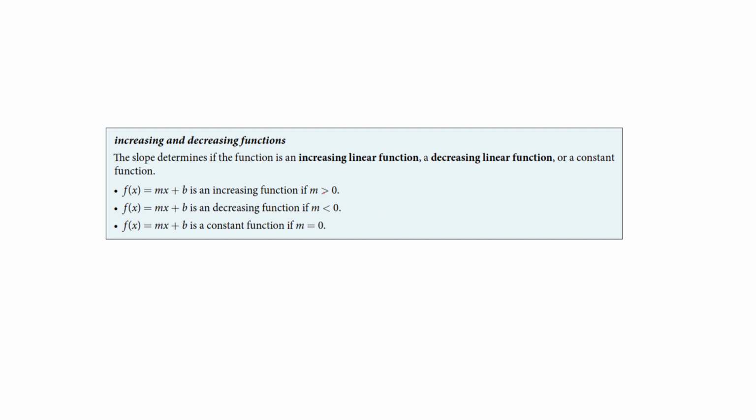So increasing functions have a positive slope. Decreasing functions have a negative slope. And then constant functions have no slope at all. That part all drops out, and you just have, for instance, y equals b, which gives you a horizontal line. Well, so does f of x equals b. Same thing.